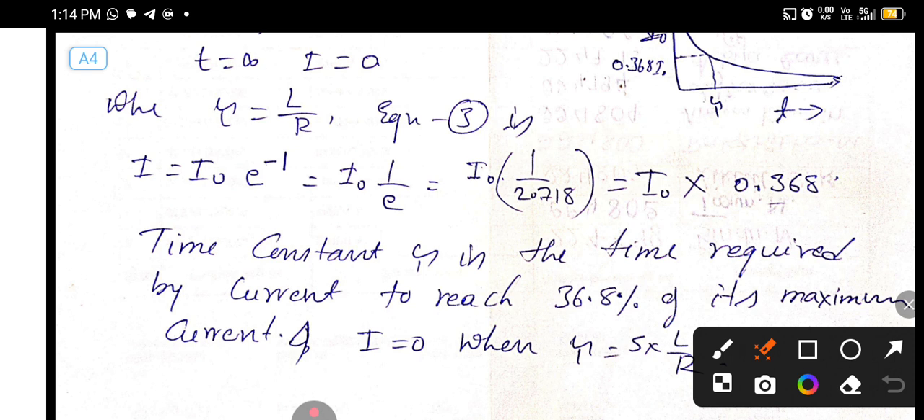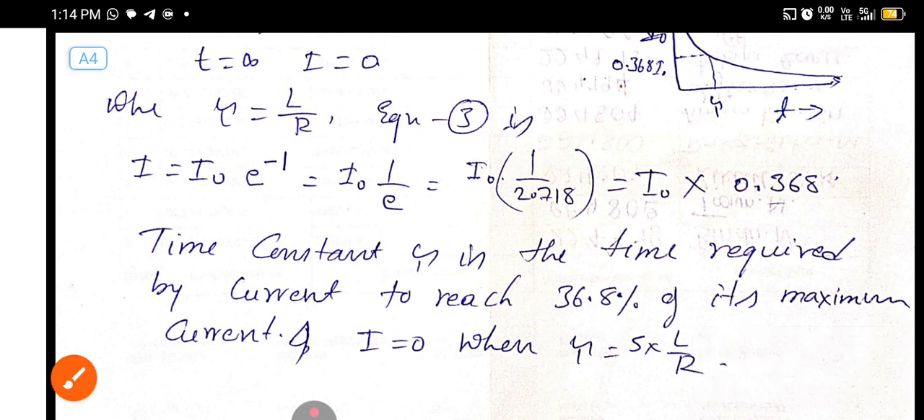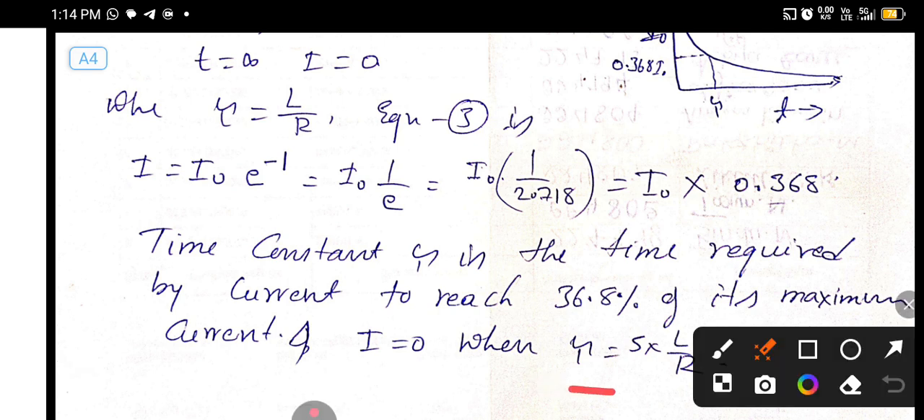The time constant in a decay of current is the time required for the current to reach 36.8 percent of its maximum current, and the current reaches almost 0 after 5 times the time constant. Hence this is about the decay of current in an LR circuit: the current goes on decreasing and reaches 0 at infinite time.